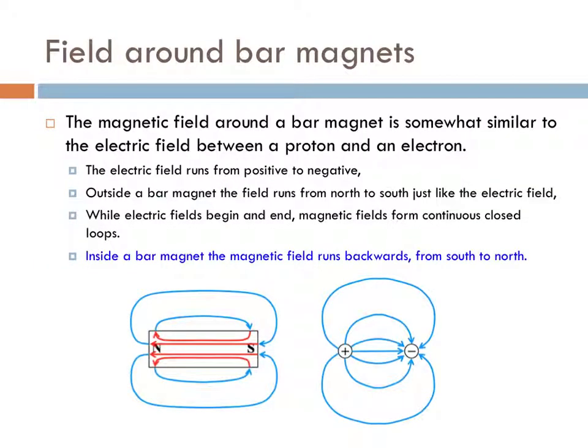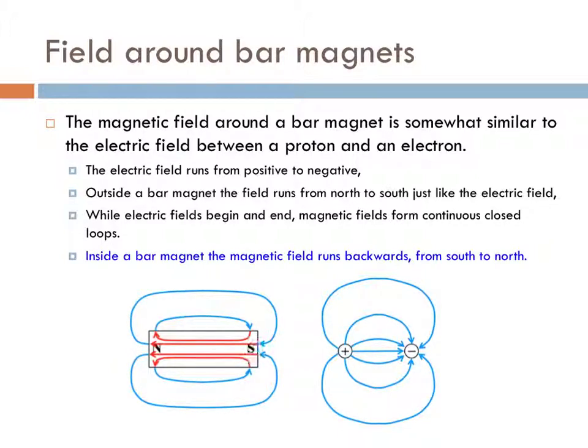Now let's look at the field around bar magnets. The magnetic field around a bar magnet is somewhat similar to the electric field between a proton and an electron. So down here we have a picture of a proton, and we have a picture of an electron, and we know that the electric field goes from positive to negative. For magnets, it's very similar. Here you see the north and the south pole. We see that the magnetic field goes from the north to the south.